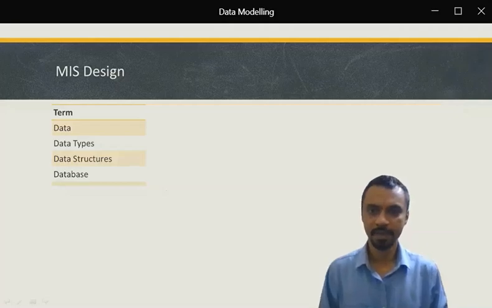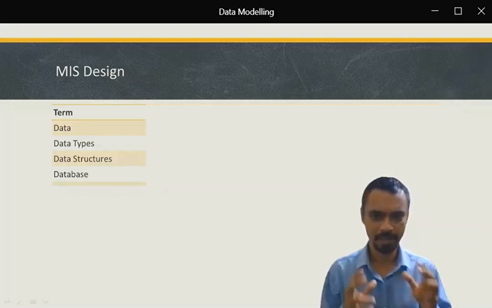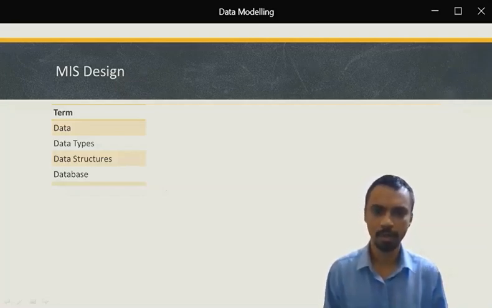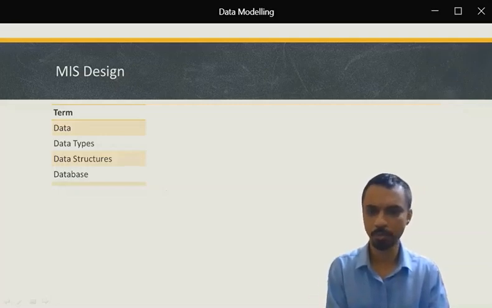So after looking at the different stages in development of MIS and having an overall understanding of how MIS gets developed, let's get into the core of the issue, that is how do we model the data, how do we actually design an MIS, and within that the heart of the system is this data modeling. Let's look at that. As usual, I would like you to start with answering a few questions.